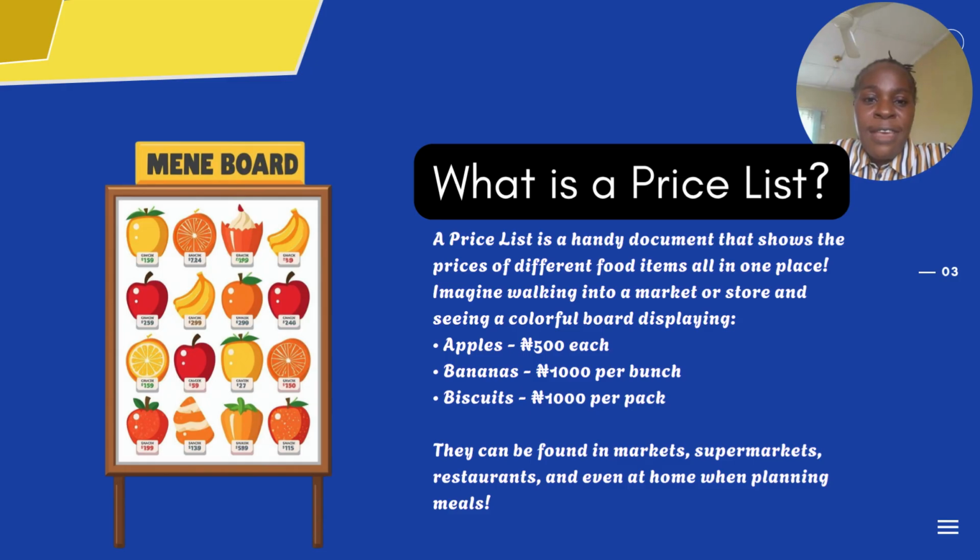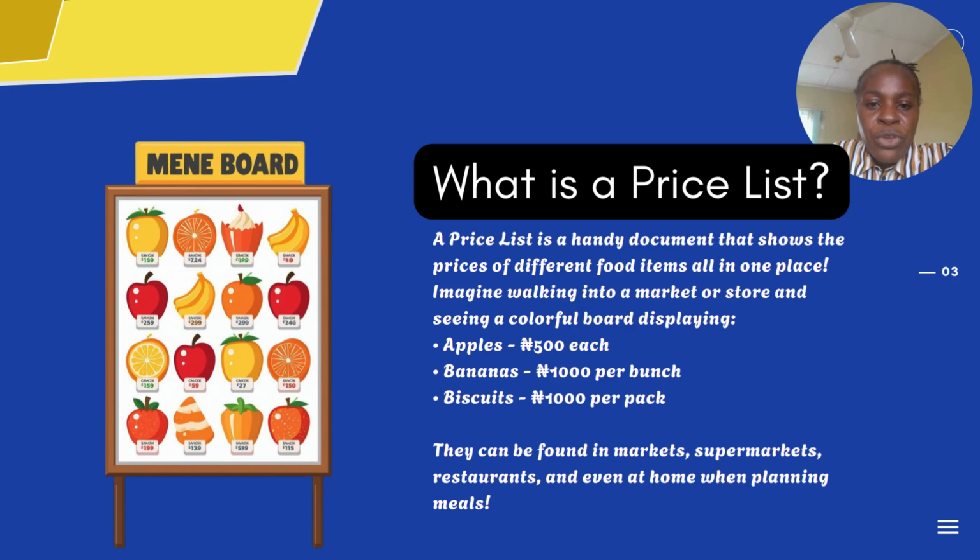Okay, the first term that we would like to talk about is price list. Yes, a lot of us would have been hearing price list, price list, price list. What does it really mean? Yes, it's a handy document that you can take to the market, and it consists of all the prices of the different food items you want to purchase.